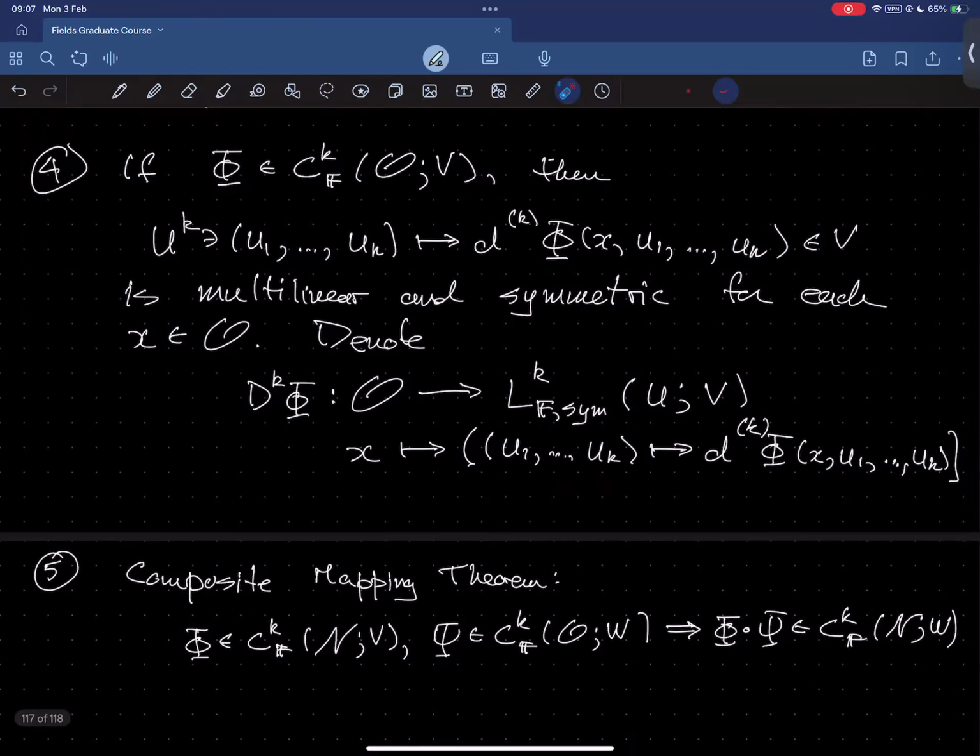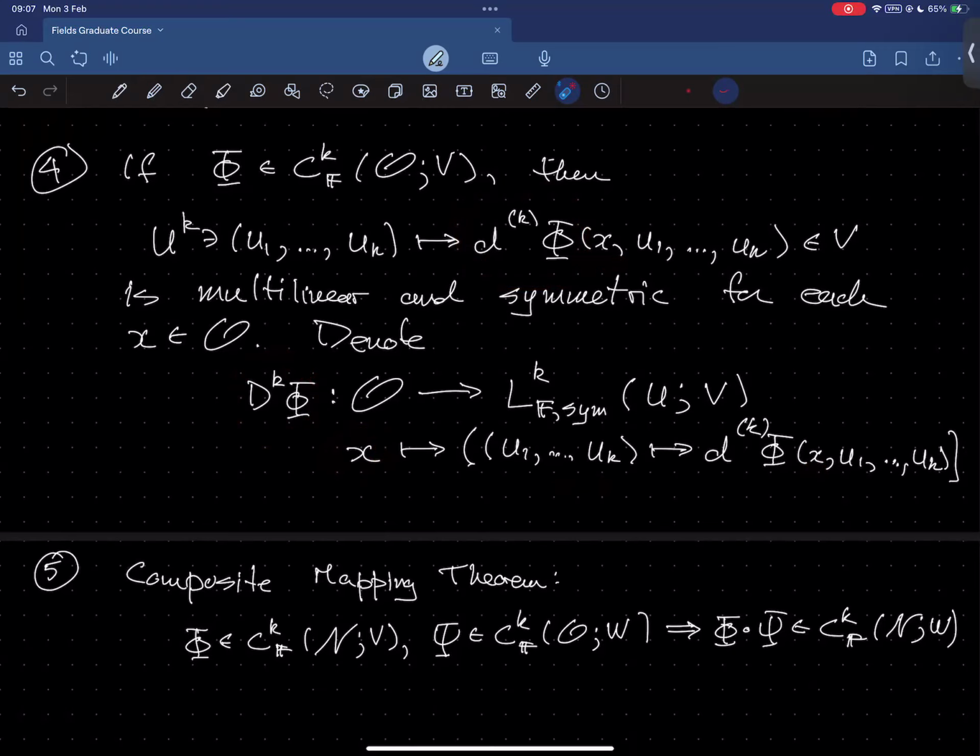And it's simply, d^k phi, this d^k phi is the same as this d^k phi with x frozen. So x here is, this thing is a function of x into the set of symmetric k-multilinear mappings.